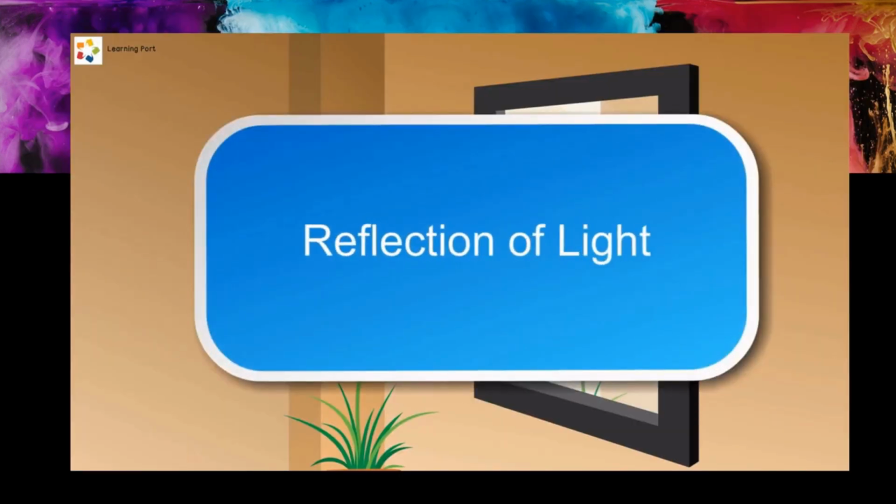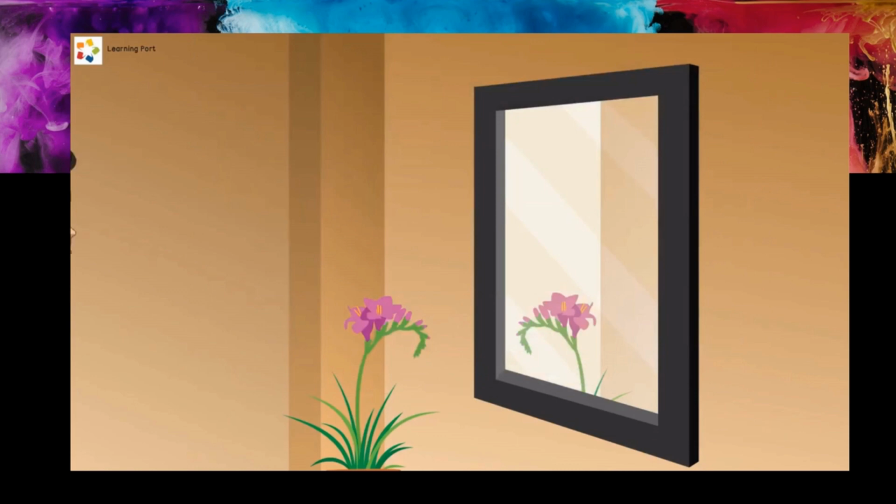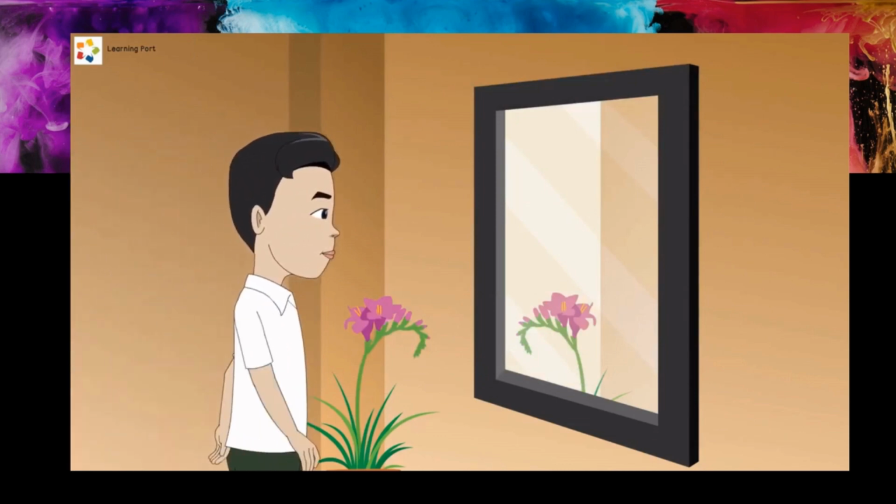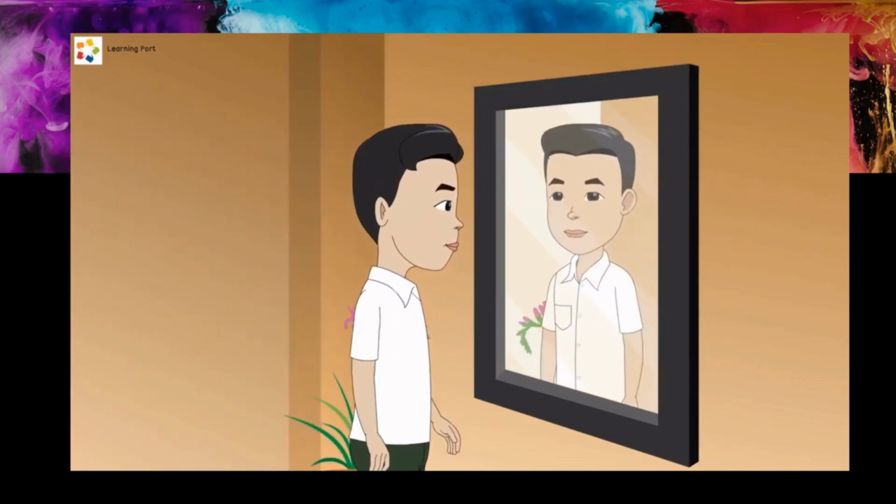When we stand in front of a plain mirror, we can see ourselves inside the mirror. When we wave at the mirror, our image inside also waves back at us. What are the characteristics of an image formed in a plain mirror?